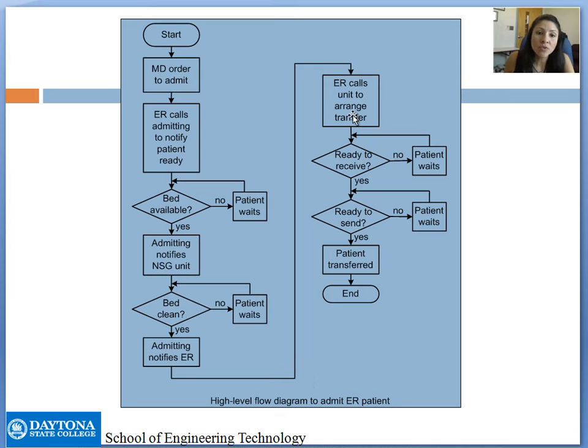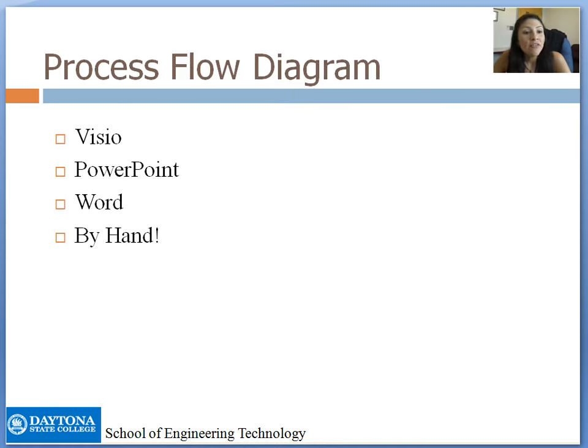The ER calls the unit to arrange transfer. If they're ready to receive and they're ready to send, the patient gets transferred, and that's the end of the process. But if the bed is not available, you see the decision process, then the patient has to wait. Same for here and same for the other ones. So that's how you work on your process flow diagram. They can be done using Visio. Also, they can be done using PowerPoint, a Word document, or by hand.